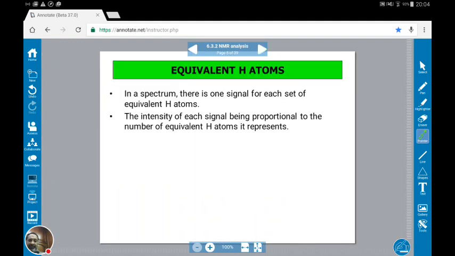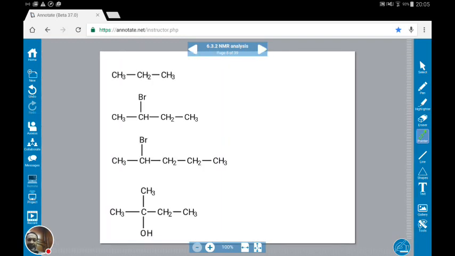Let's look at environments in a bit more detail. Sometimes you'll see in a textbook that the environments are referred to as equivalent hydrogens. And then later on I'll be talking about the height and the width of the peak being proportional to how many hydrogens a molecule is represented by. But before we do that, I would like to look at different molecules. I've listed quite a few different molecules over here. What I would like to talk about first of all is the different environments again that exist within a molecule.